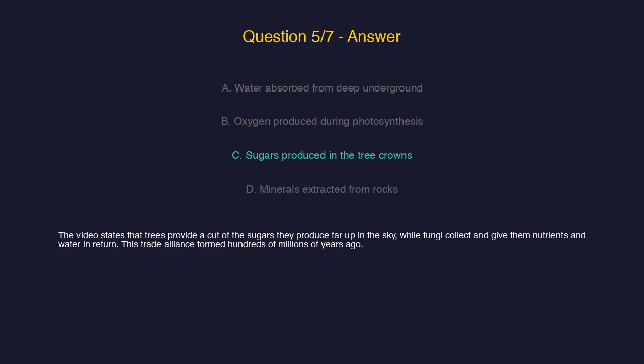The correct answer is C. The video states that trees provide a cut of the sugars they produce far up in the sky, while fungi collect and give them nutrients and water in return. This trade alliance formed hundreds of millions of years ago.